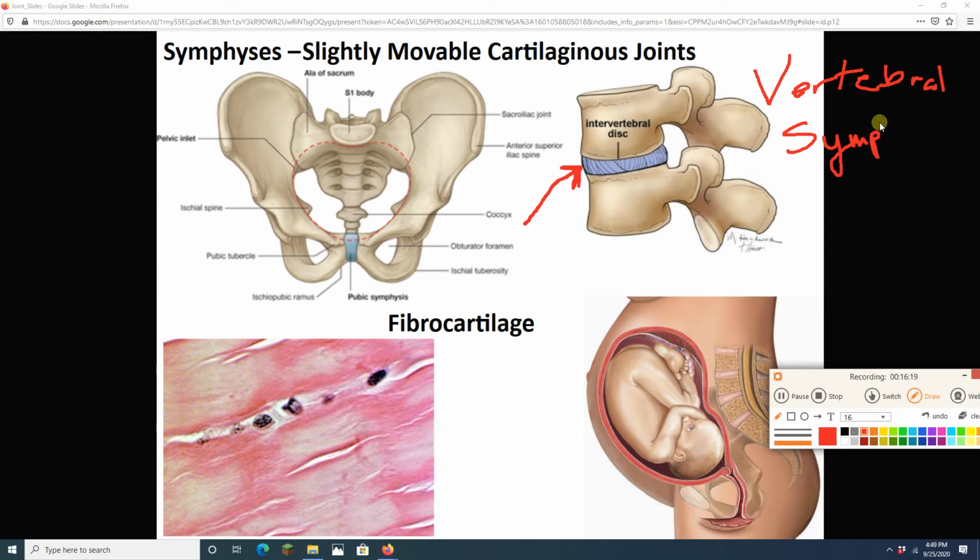Symphysis means growing together. I'm not sure how to relate that to give you a good way to tie the etymology in with the function here.